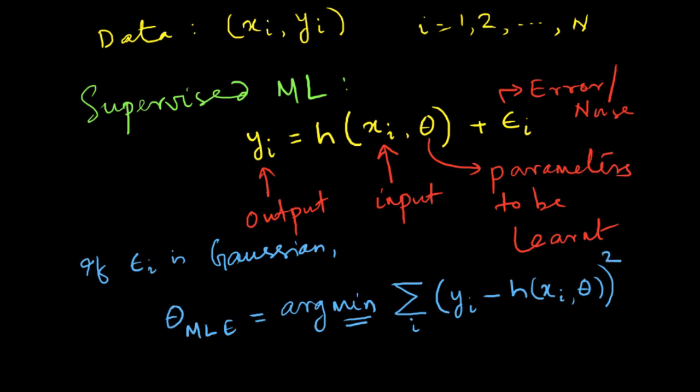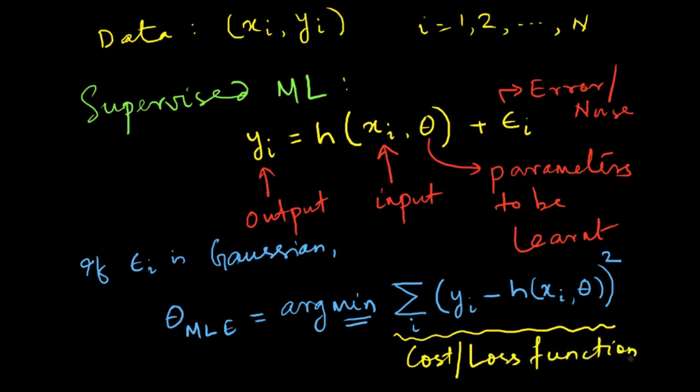So this quantity over here along with the sum is what is called our cost or loss function. And this particular form of the loss function is what is called the least squares error and is what is most commonly used for regression problems. In that video on maximum likelihood estimation, we also saw that if you have a binary classification problem, then you could use a binary cross entropy cost function.